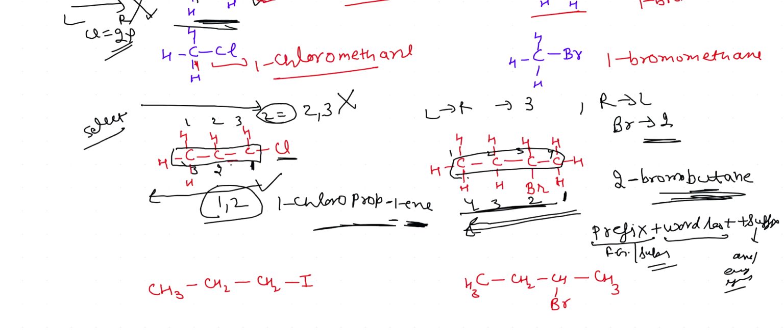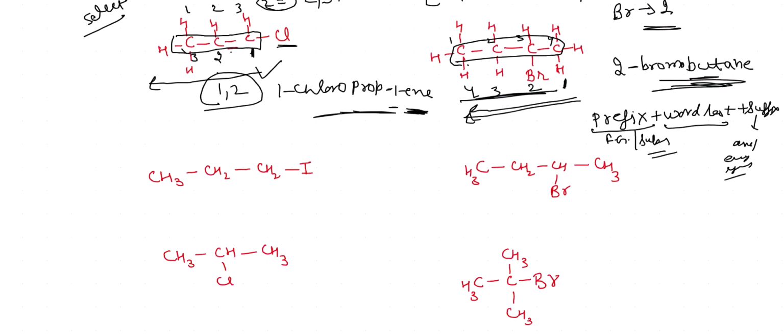Let's clear it with more examples. This is your iodo. This is also a halogen functional group. 1, 2, 3. So 1-iodopropane is its name. Prop is for 3 carbons and ane represents a single bond. And its numbering, 1, 2, 3, 4, when you do from right to left, this is the correct way.